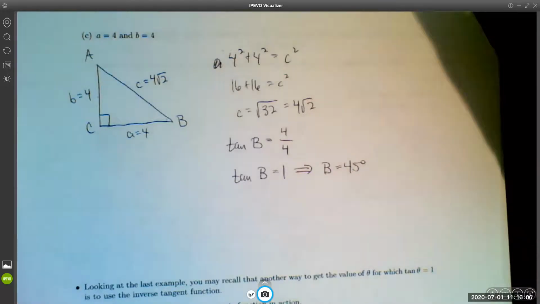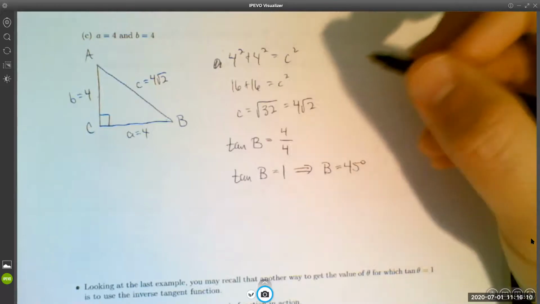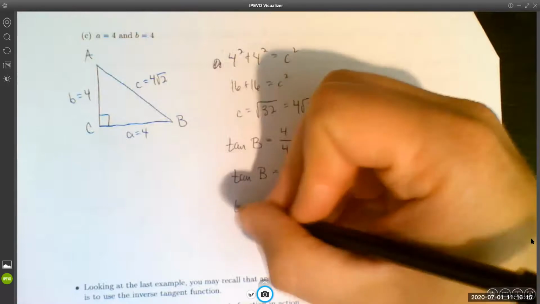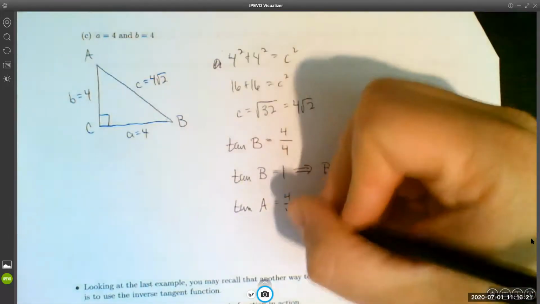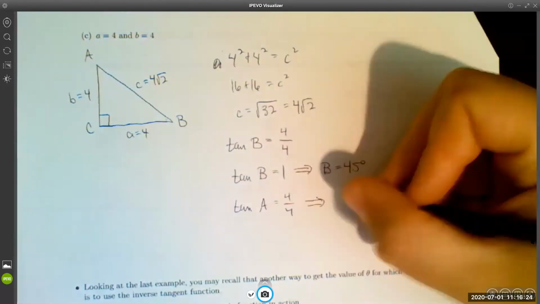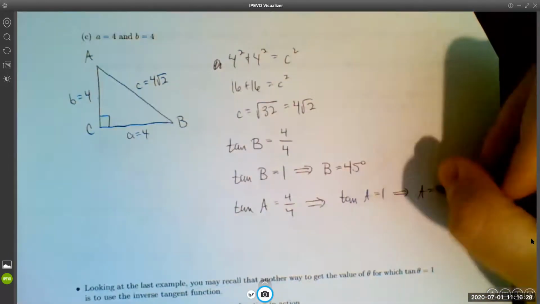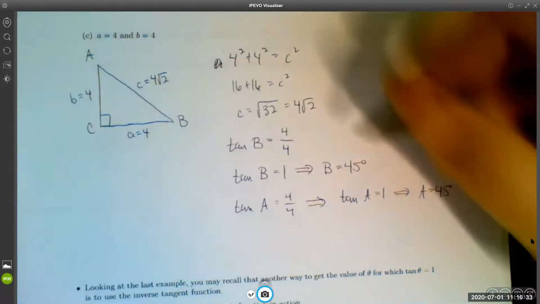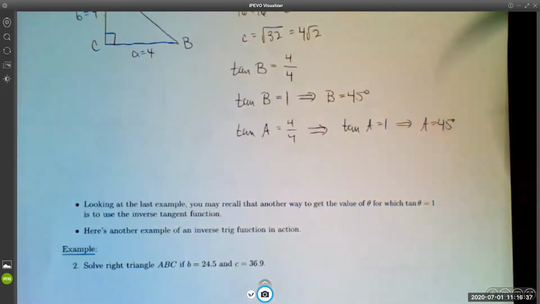Okay. Then you can do the same thing for angle A. Angle A, in this case, also is going to happen to be 45 degrees. But you would do the same thing, right? You would say tangent A. Tangent A is opposite over adjacent. So it's 4 over 4, which is 1. And that implies that A is also 45 degrees. Okay? Or you could just use the fact that A and B are complementary. So if B is 45, A has to be 45, right?